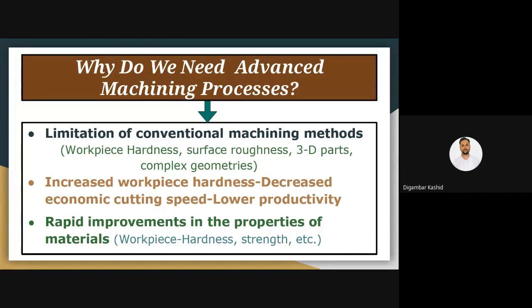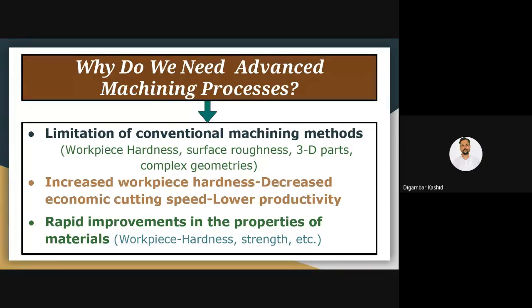Now further, by increasing the workpiece hardness, it will lead to a decrease in economic cutting speed. Okay, if you increase the workpiece hardness, then the economic cutting speed decreases. That means your productivity will go down, or you get lower productivity. That means a more expensive component, and more time it will consume for your production.